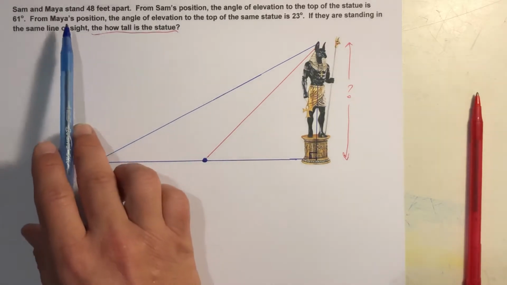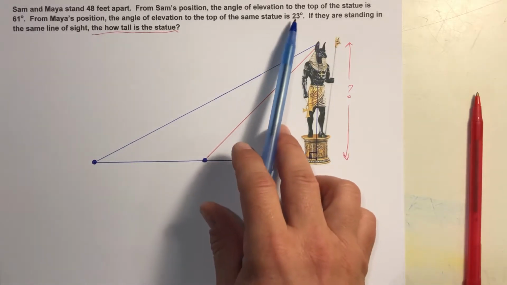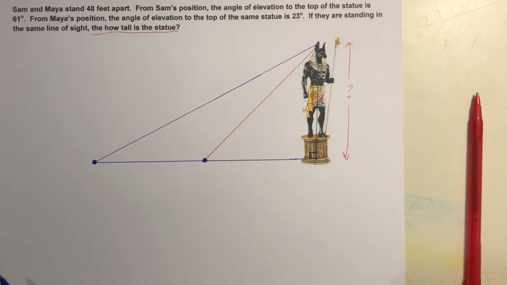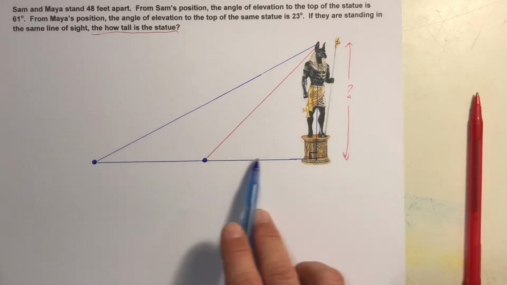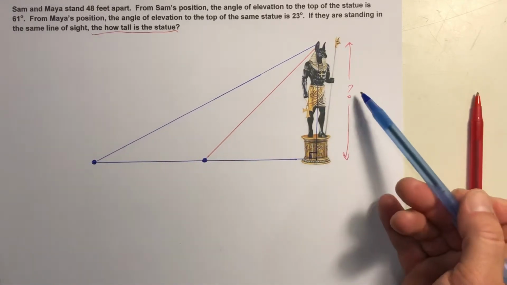Sam and Maya stand 48 feet apart. From Sam's position, the angle of elevation to the top of the statue is 61 degrees. From Maya's position, the angle of elevation to the same statue is 23 degrees. If they're standing in the same line of sight, then how tall is the statue? All right, so our goal is to figure out how tall.